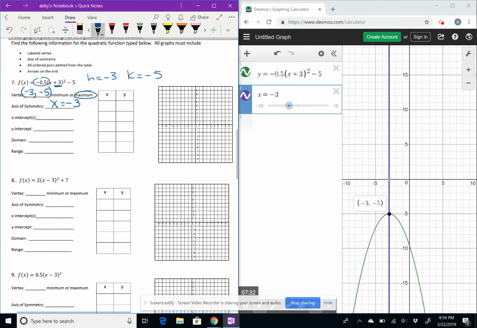Now, does my green graph touch the x-axis ever? No, it's actually underneath it. It will never touch it, so we call that no real solutions.